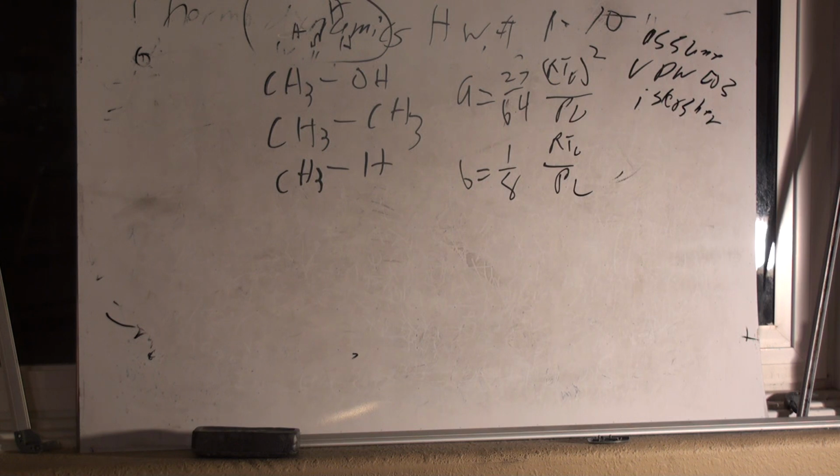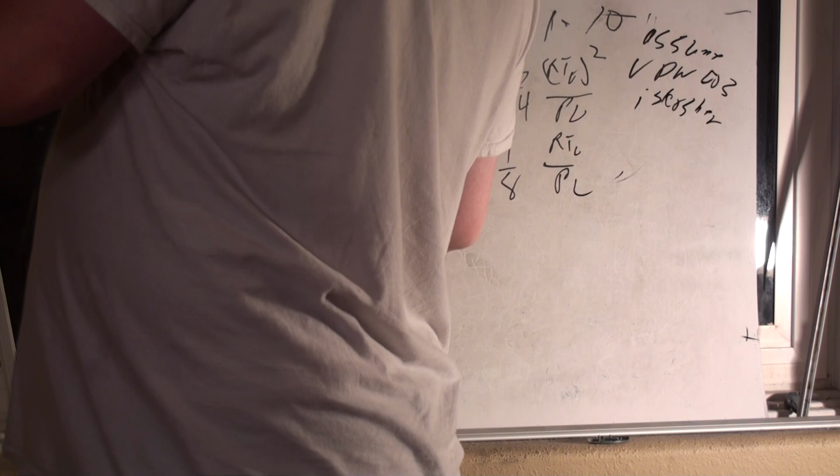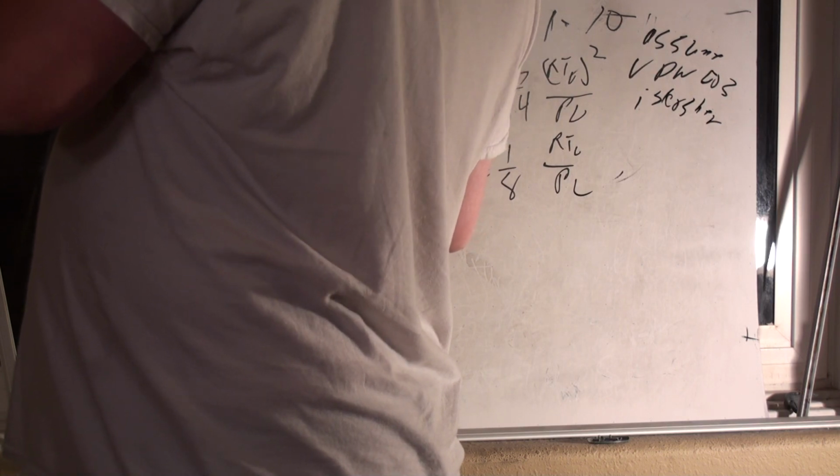So let's go to our tables. It's not a chapter, it's Appendix A, the first table. Let me look at the critical stuff. The first thing we have is methane. It has a critical temperature of 190 and a critical pressure of 46. So let's just write this down quick. We have about 190 over 46, because everything else is going to be the same.